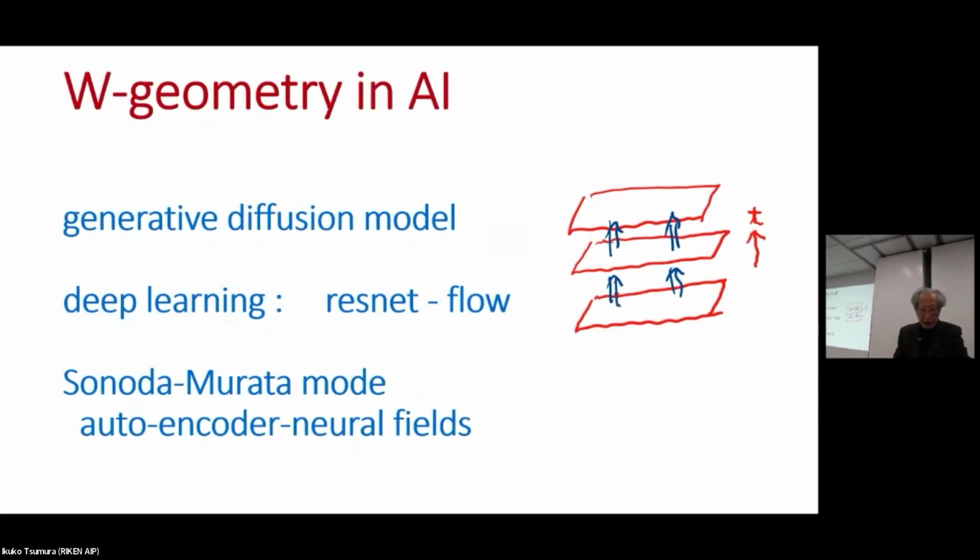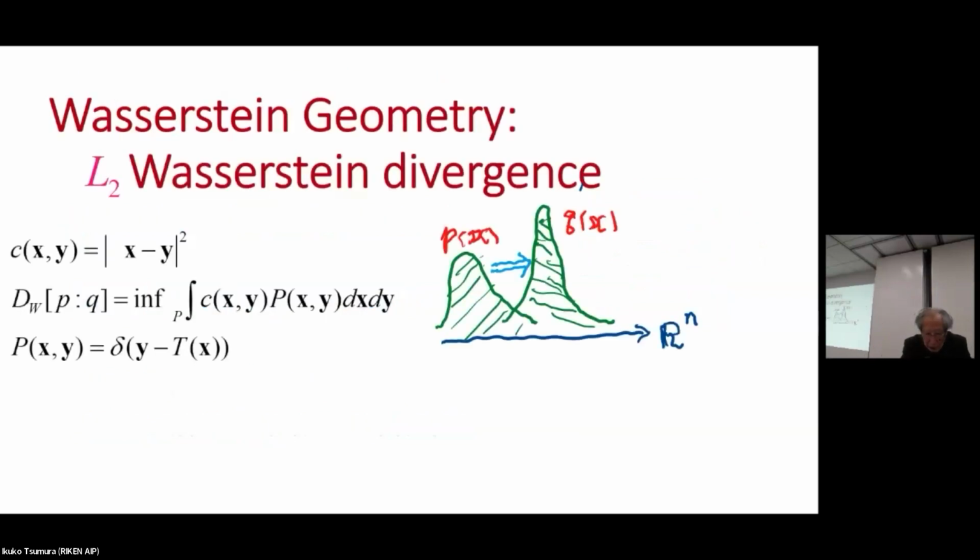Of course, recently the diffusion model is so fashionable in the AI community, and we can easily prove that the diffusion model is based, in some sense, on Wasserstein structure. So there is a very good sense in shape analysis and Wasserstein geometry. We use L2 Wasserstein geometry, where the cost function is the square of the Euclidean distance, and we want to minimize the transportation cost from P to Q.